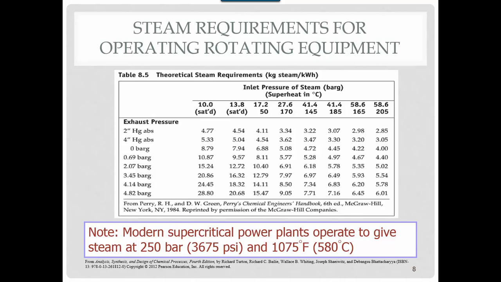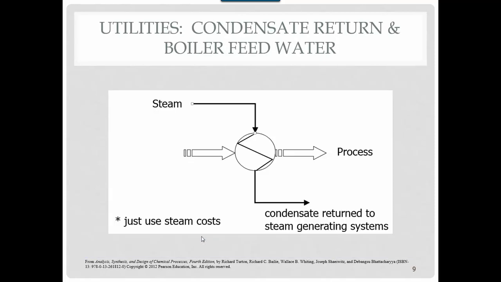Here are some vague steam requirements for operating various kinds of rotating equipment. Depending on what you need the pressure to be, these are typical steam temperatures and pressures that you might want to choose. Most of the time, power plants will provide steam at 250 bar and 1075 degrees Fahrenheit. That's a very typical value today.